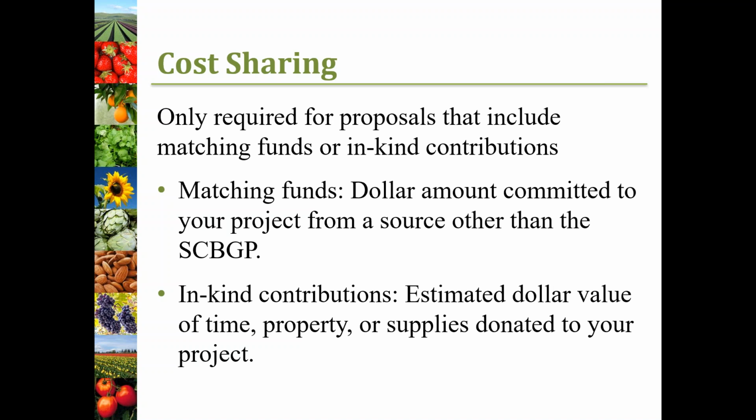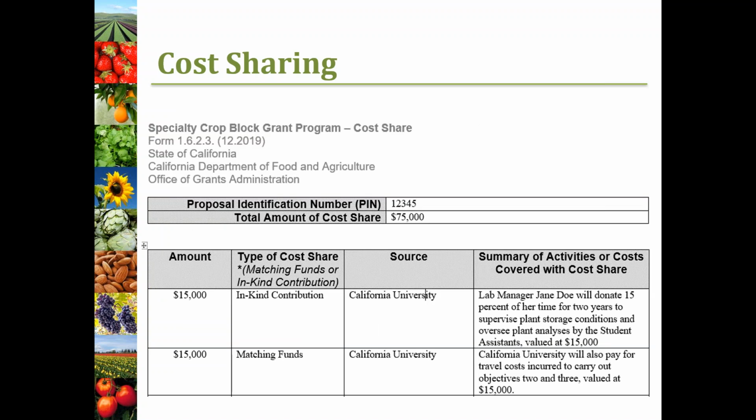Any costs or activities described within the cost-sharing template should not be listed within the budget narrative, as the budget narrative is reserved for costs and activities to be paid for by the SCBGP. Although the cost-sharing template is unscored, it is required if your project includes matching funds or in-kind contributions. At the top of the template, include your project's PIN and the total amount of cost share committed to the project. The document is broken down into 4 columns.